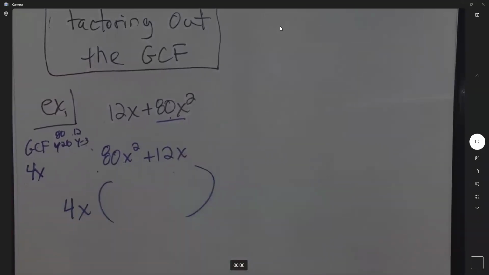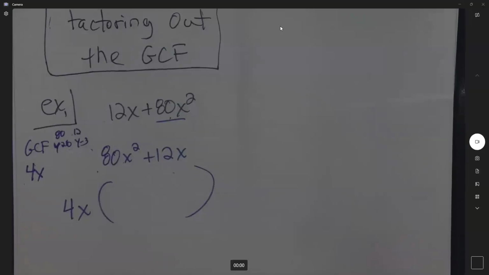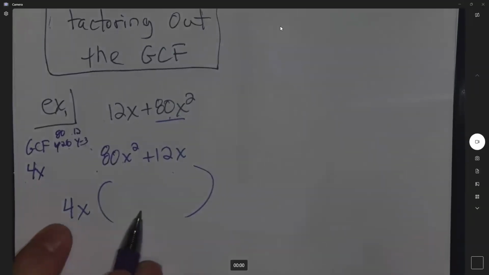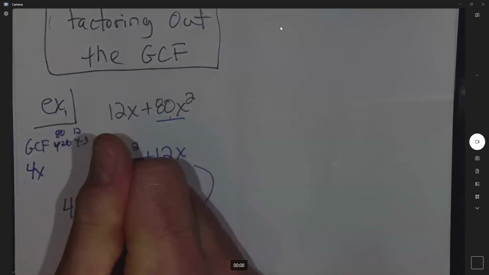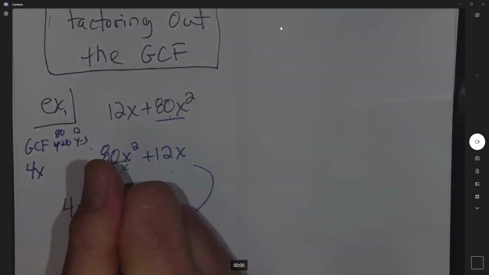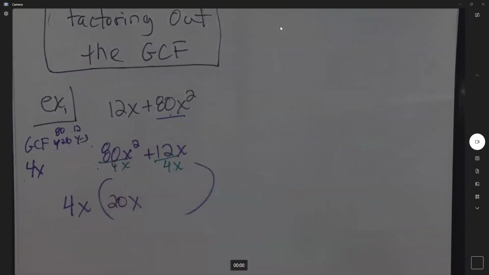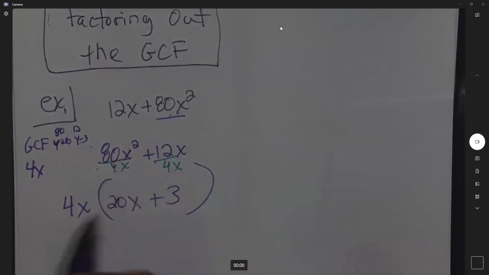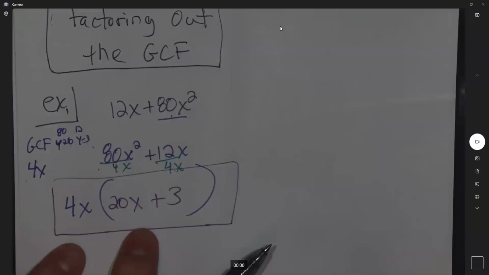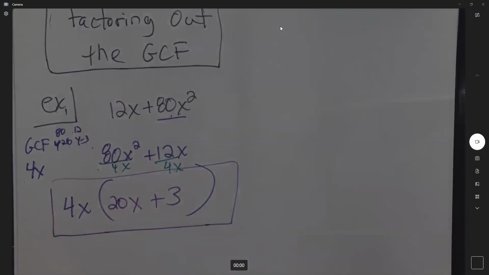And what I'm doing is doing the reverse of distributing, the reverse of multiplying. I'm factoring out what was multiplied. So I often think about, okay, what times 4x would be 80x squared? But a lot of people like to actually go through and divide it, which is fine. So 80 divided by 4 is 20, x squared divided by x is x. 12x divided by 4x is just going to be 3. For me, I say 4x times what is 12x? 4x times 3 is 12x. 4x times 20x is 80x squared. So these are the factors of this expression when we pulled out the greatest common factor.